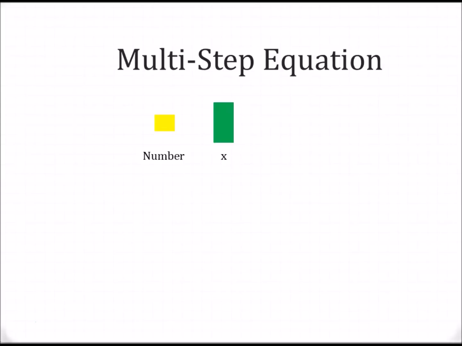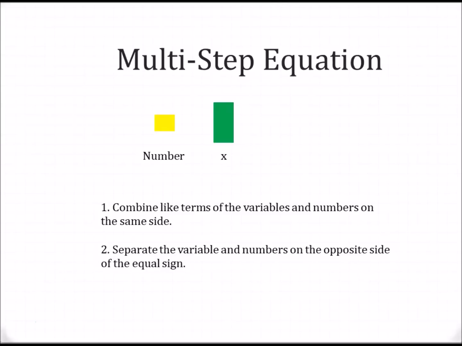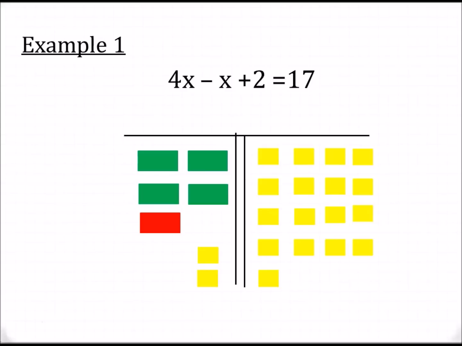So here are the rules for solving multi-step equations. Rule number 1 is to combine like terms of the variables and numbers on the same side. Rule number 2 is to separate the variable and numbers on the opposite sides of the equal sign. Rule number 3 is to solve for x. Let's go ahead and do example 1.